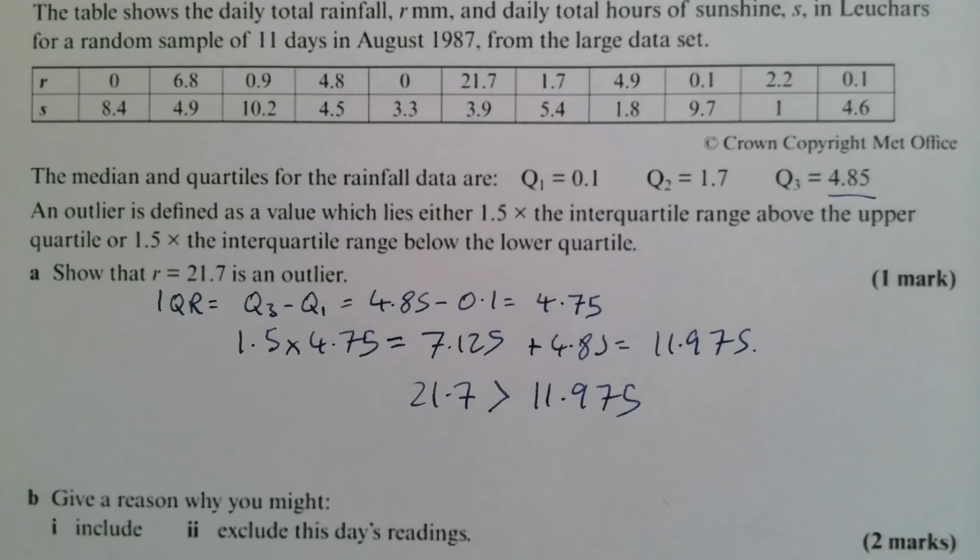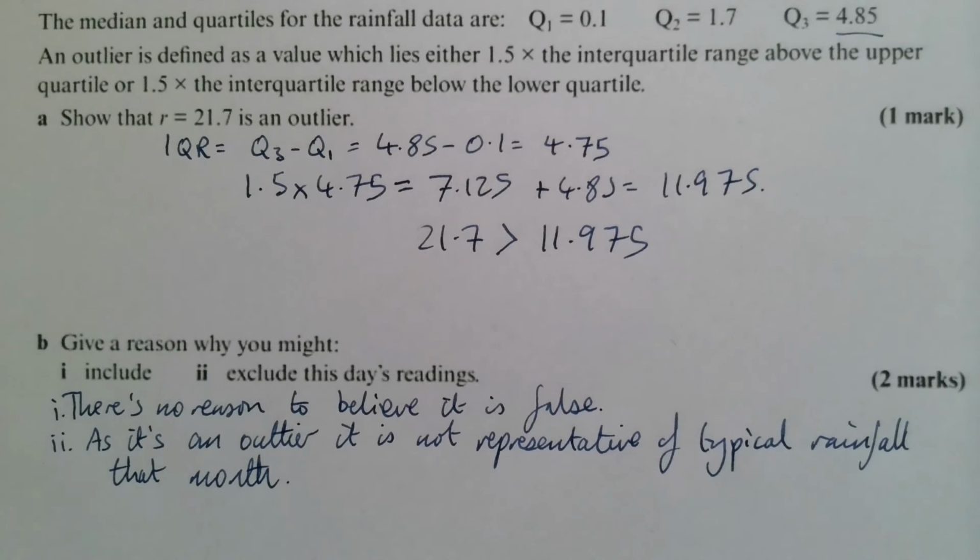Here's part B. So we need a reason you might include the outlier and one why you might exclude it. Well, to include it, you have no reason to believe that it's false, do you? But to exclude it, you might exclude it because it's not typical of what's going on, and therefore it might not be useful in predicting what we need to do. So I might write something like this. There's no reason to believe it's false, but then, as it's an outlier, it's not representative of typical rainfall that month.